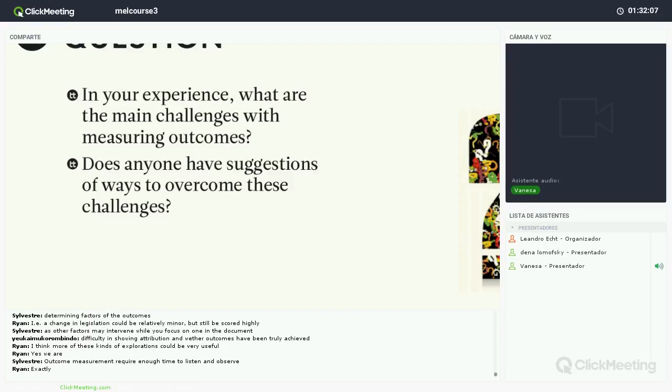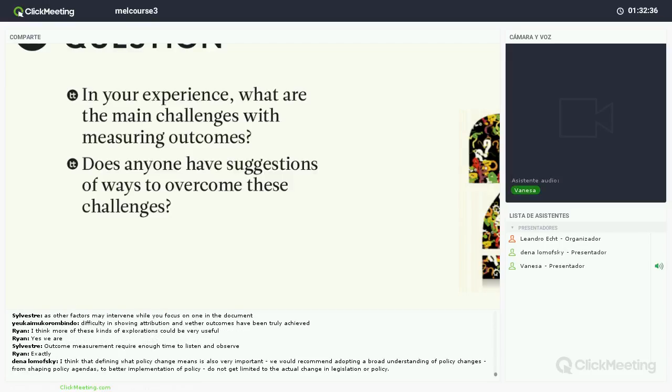the attribution comes again, yes, and whether the outcomes have been truly achieved, yes. This is a recurrent challenge, and Sylvester was also mentioning this fact about attribution. So we'll start talking a little bit about what are the type of outcomes that you might want to identify as potential outcomes and what are the ways to measure them, right? And as Sylvester is pointing out, sometimes we don't have enough time or resources to really assess all the change.